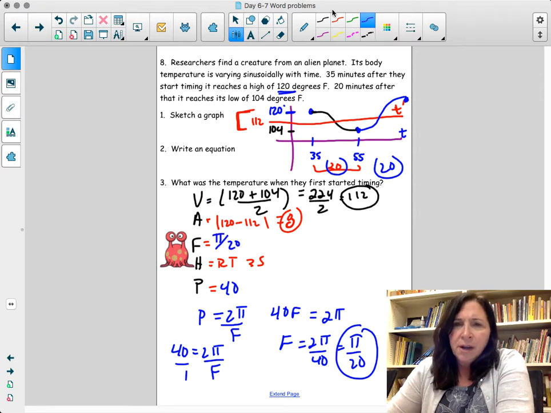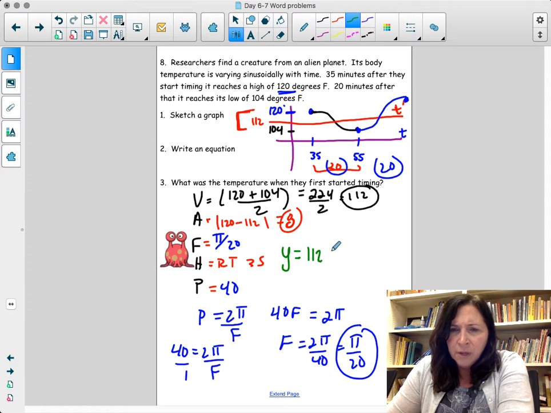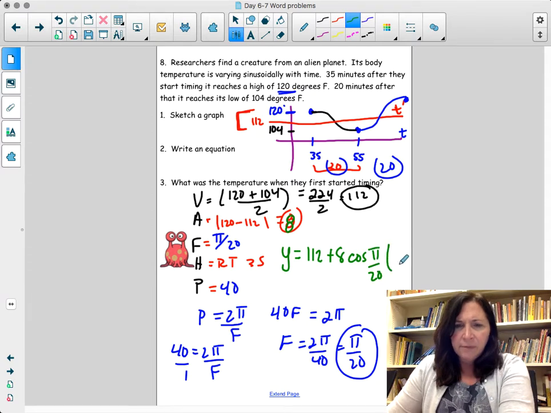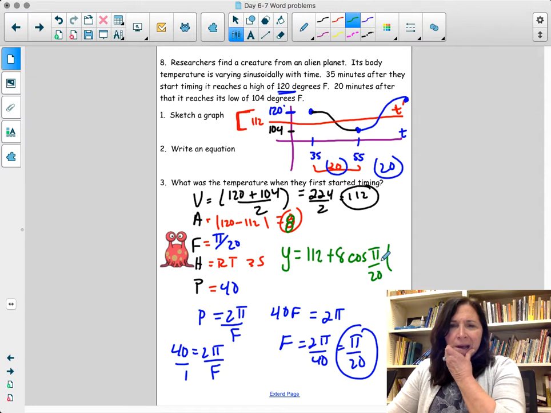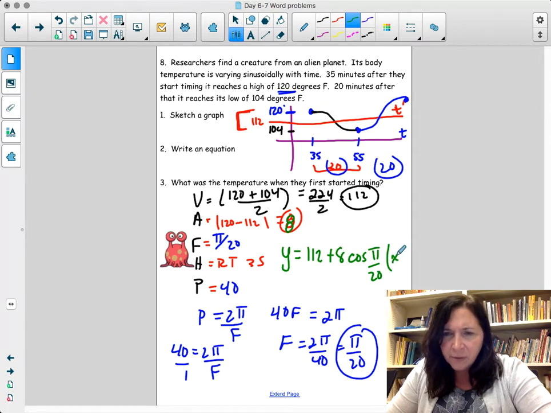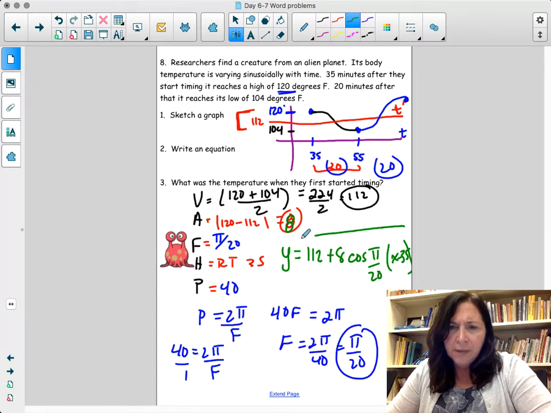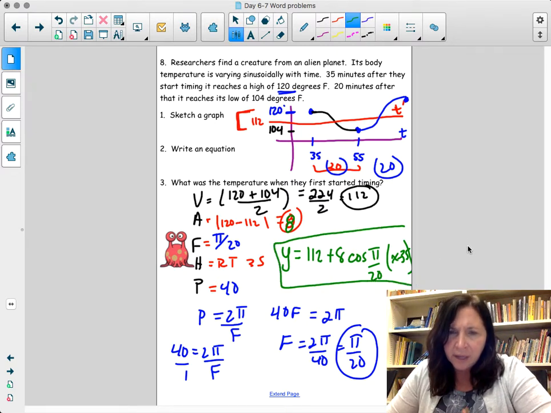So therefore, my new equation is going to be y equals, plug in your VAF, vertical shift, 112. It's a positive cosine, so plus 8 cosine, frequency pi over 20 times horizontal shift, x minus 35. So x minus 35. All right, super cool. Now that's my equation, but there is a question here that I didn't answer yet.